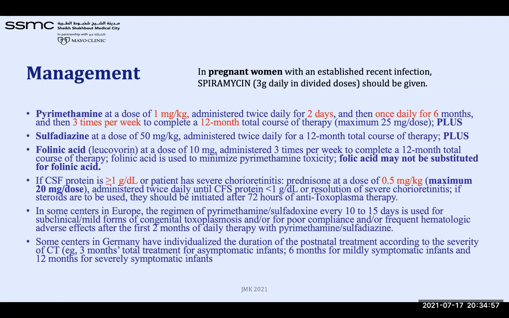Some European countries, Germany, have a different regimen, but I put it here. They are using pyrimethamine and sulfadoxine every 10 to 15 days for subclinical mild form of congenital toxoplasmosis. But I think we should stick with the recommended regimen.